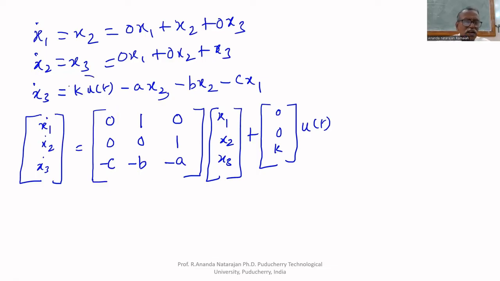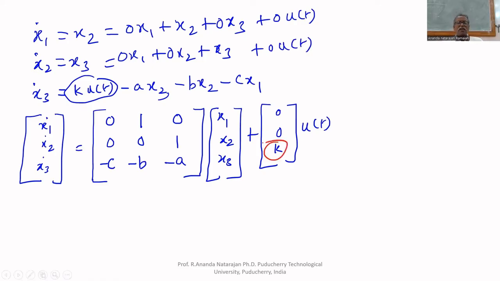In the first two equations you have 0 u of t, and in the third equation you have k u of t. That's why only here we have k. I put this in matrix form.